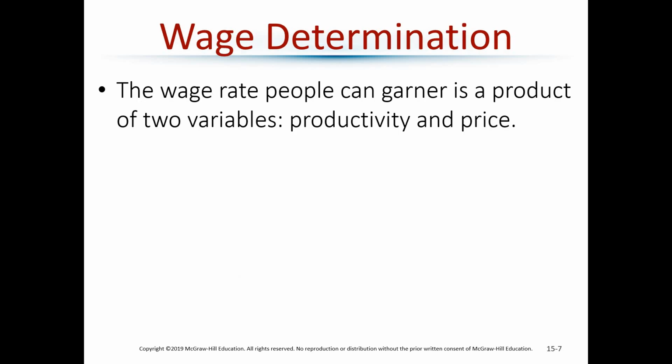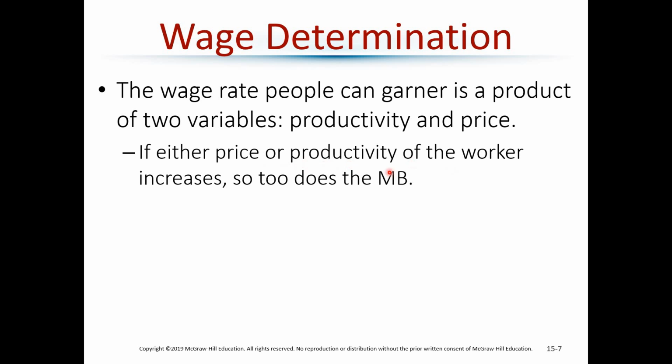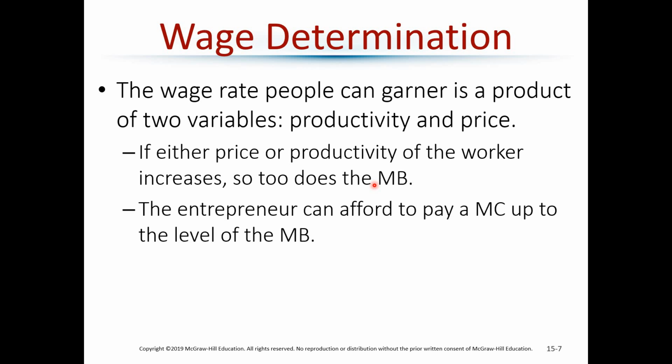All right, so the wage rate people can garner is a product of two variables, productivity and price. If either price or productivity of the worker increases, so does the marginal benefit. All right, we also have the entrepreneur can afford to pay a marginal cost up to the level of the marginal benefit. Again, remember when we say marginal benefit, we're talking about marginal revenue product, right? And the marginal resource cost.